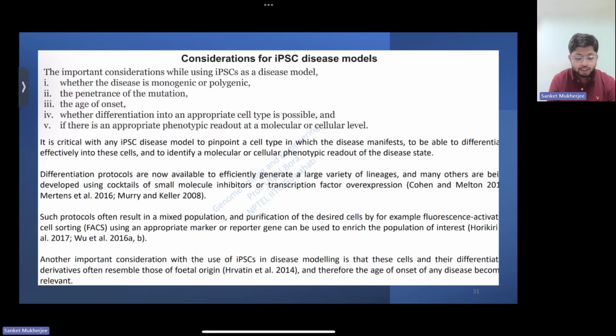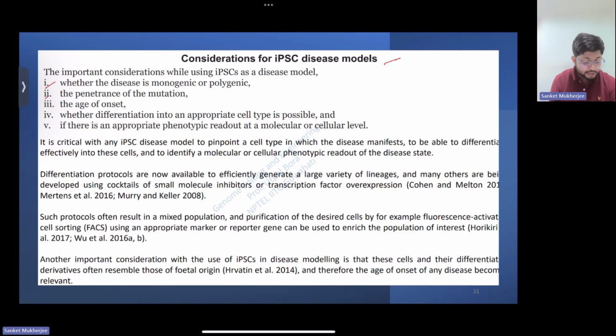Okay, so for using iPSCs as disease models, we have to consider the following. Whether the disease is monogenic or polygenic, whether it is caused by one gene or more than one gene, is very important. The penetrance of mutation, that means how much the mutation is affecting other cells as well, whether it is affecting only one cell type or multiple cell types.